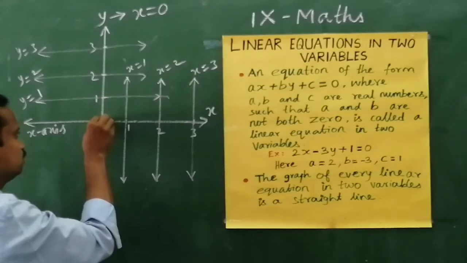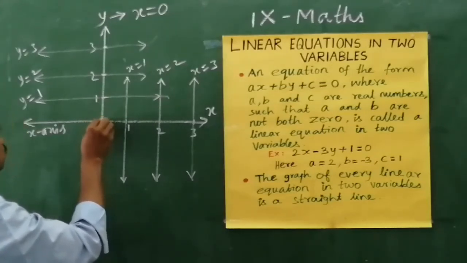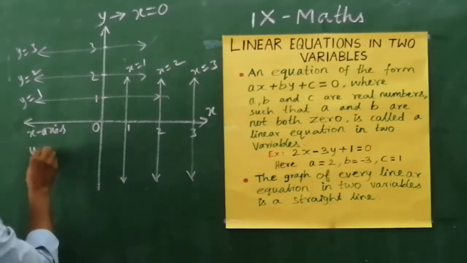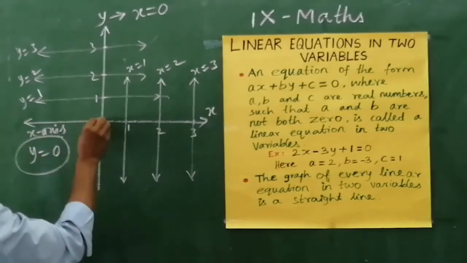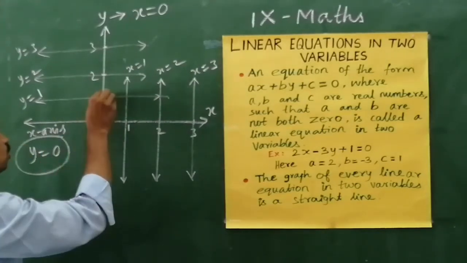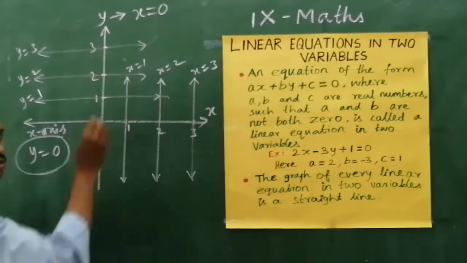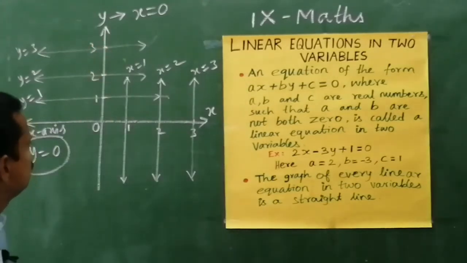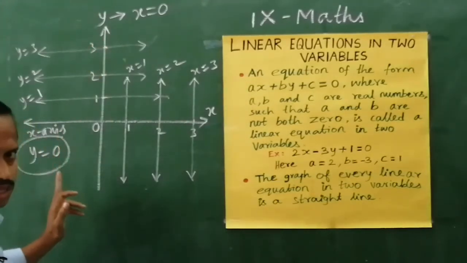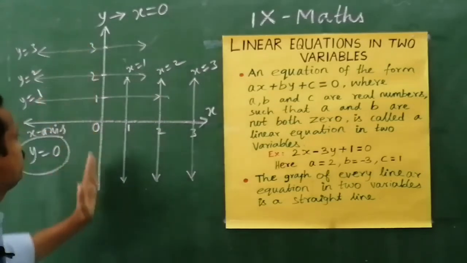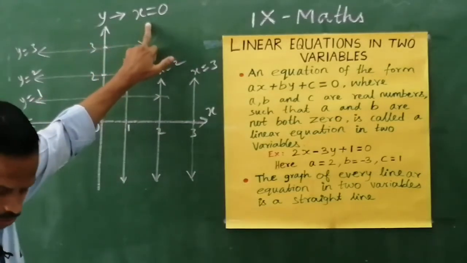So, from here y equals 0. So, the equation of the x axis is y equals 0, and from here this is y equals 1, this is y equals 2, this is y equals 3. So, like that we can say the equation of the x axis is y equals 0 and the equation of the y axis is x equals 0.